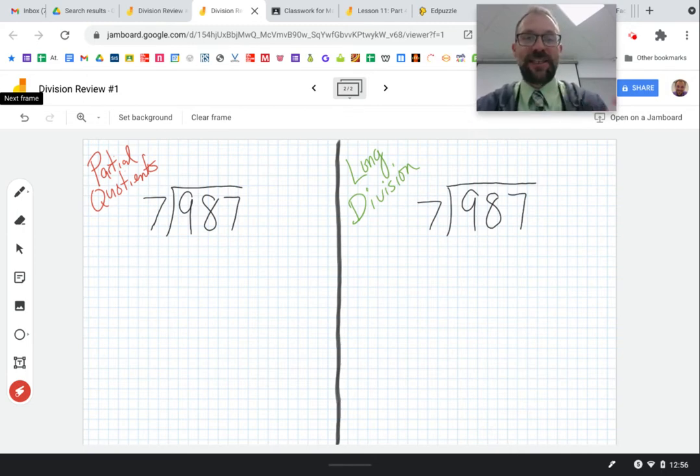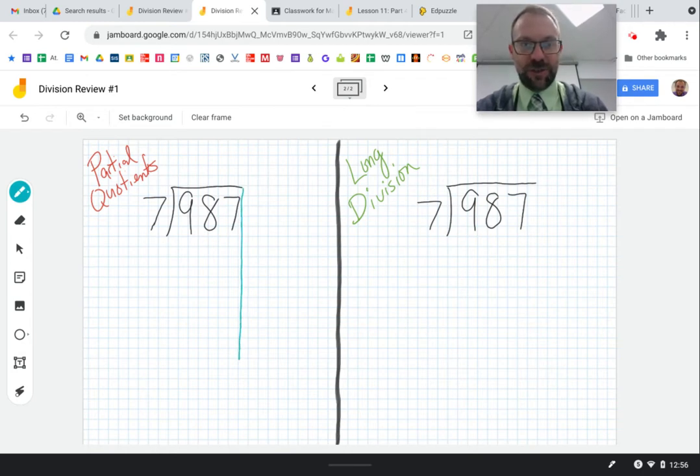All right, so this is actually a model for what you're going to be doing in your practice work today. So let's get right to it. Let's start with partial quotients. All right, so here I am, 987 divided by 7. Since this is partial quotients, I'm going to start by writing my line down the right-hand side here.